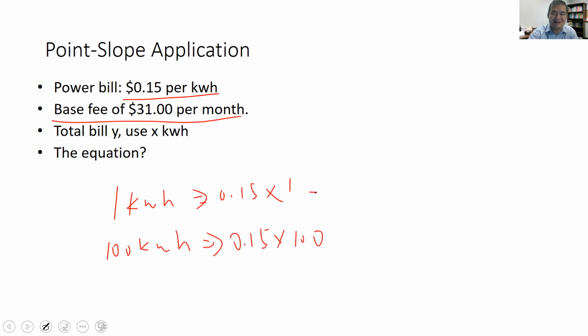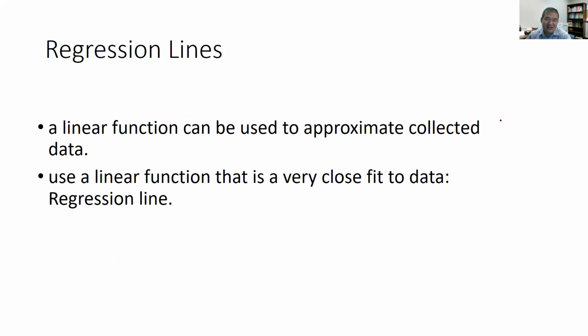Plus the base fee. So the total bill you're going to pay equals 0.15, that's the unit price, times the power you used, which is X kWh, and then plus the base fee. So we call this a model. We say the previous examples belong to the first type of application modeling. Here, given the condition, you generate the equation.